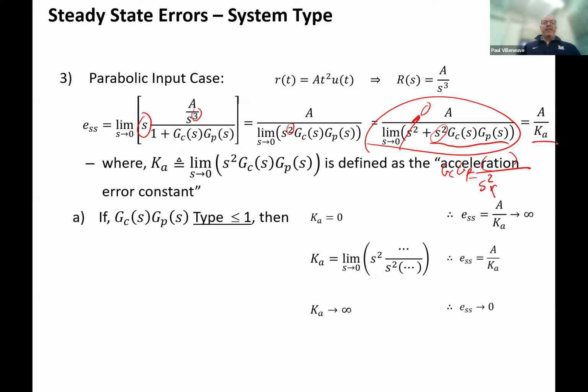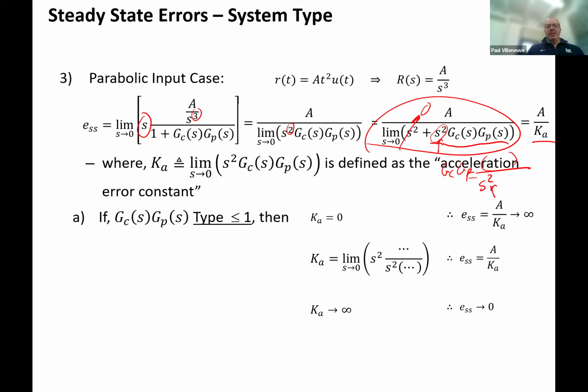And then if the system type is 1 or less, then we know that our K sub A is going to be 0 because the S squared term here is not going to get canceled out. And then when we calculate our ESS, we're going to end up with an infinite steady state error. We're unable to keep up. Not going to get there from here.